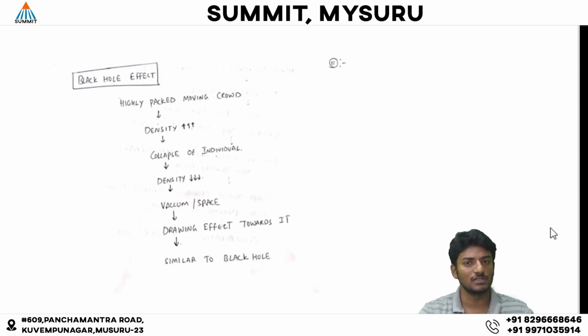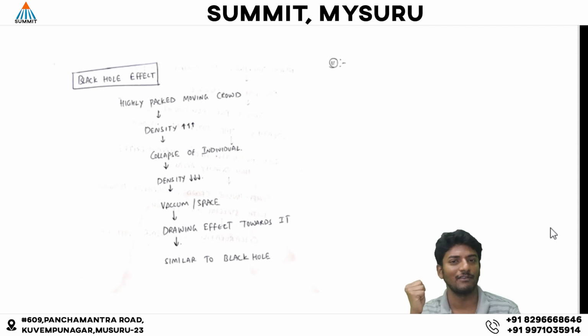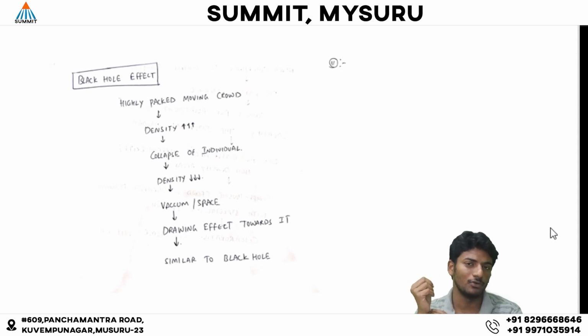The black hole effect associated with the stampede. We know that a black hole has a strong gravitational force; if any object comes near it, it has such a gravitational force to attract it. Now how can we connect the black hole in space with the black hole effect that takes place in a stampede?